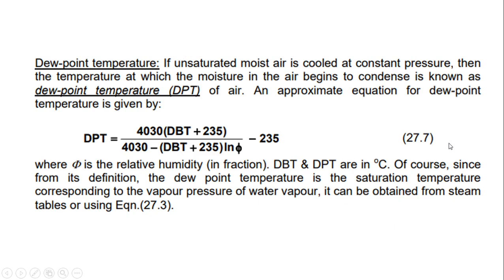Okay. Next we are going to see dew point temperature. If unsaturated moist air is cooled at constant pressure, then the temperature at which the moisture in the air begins to condense is known as the dew point temperature. The temperature at which moisture begins to condense in unsaturated moist air is called the dew point temperature of the air.